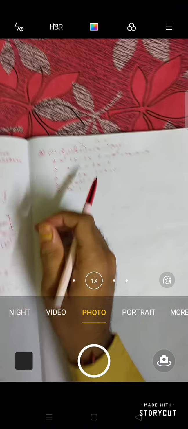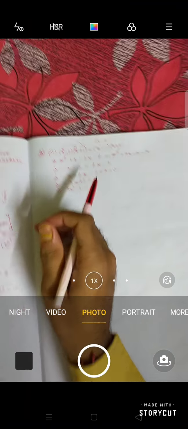Yes, we have to write this. Therefore it is not a quadratic equation. Now let's move to question number 8. We will write this one, and after that we will write, therefore it is not a quadratic equation. That's all. In the question they have asked whether they are quadratic equations or not. So this is not a quadratic equation.